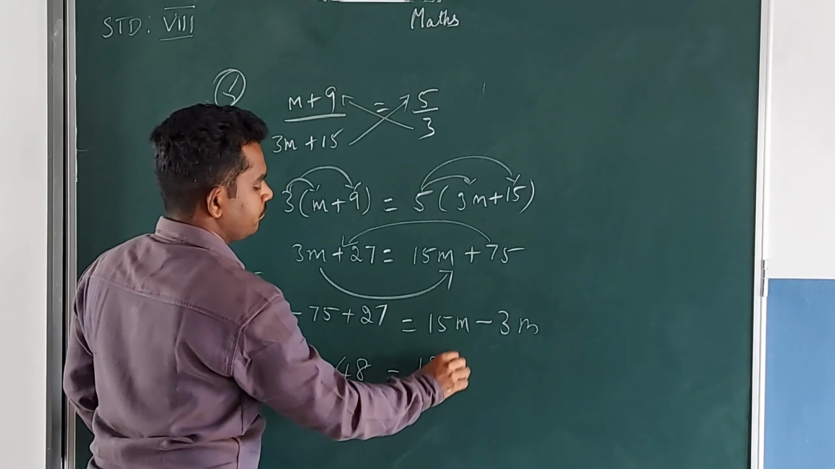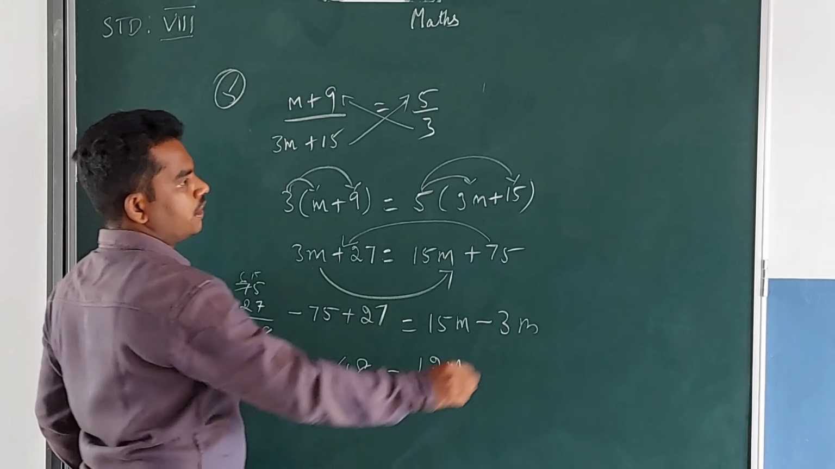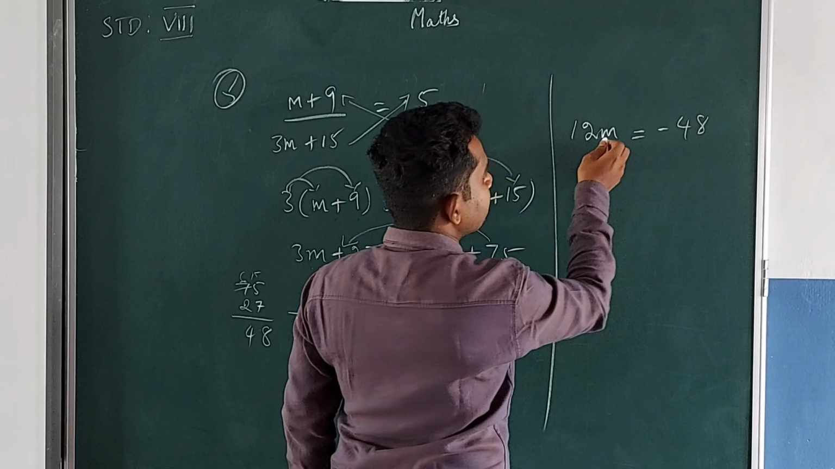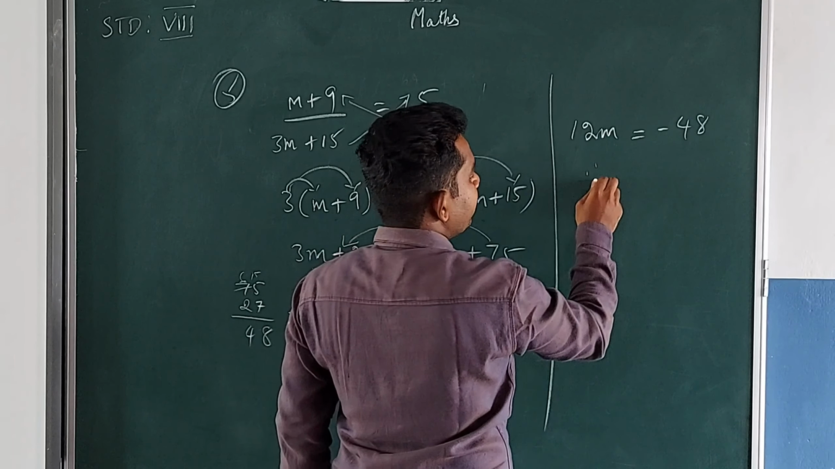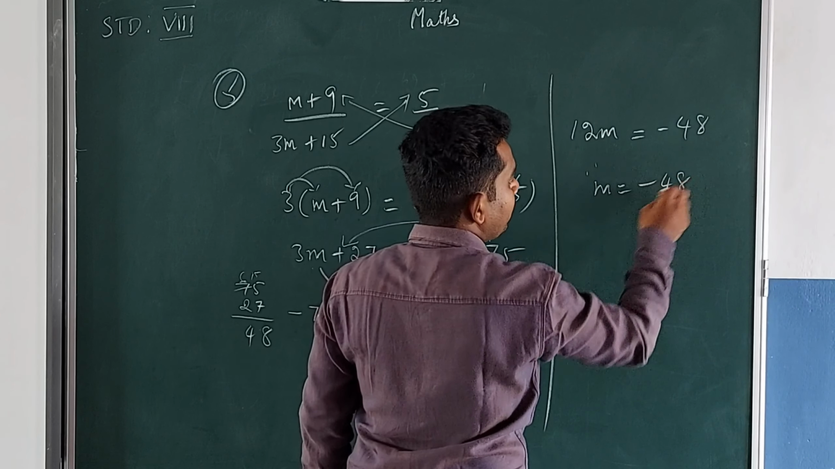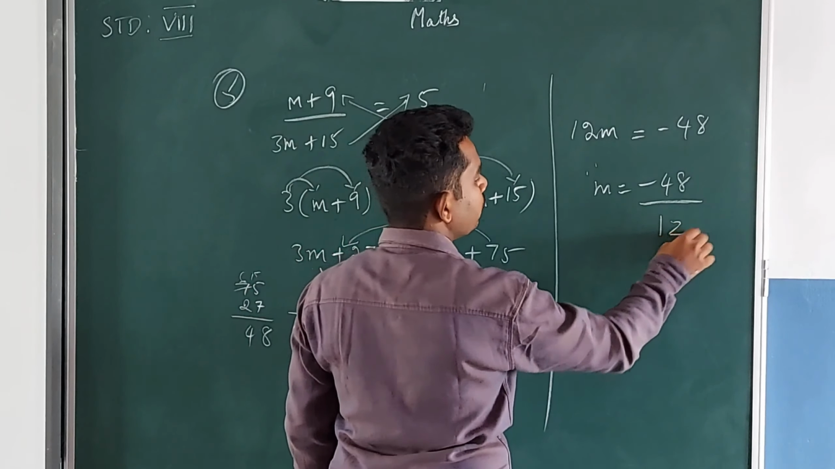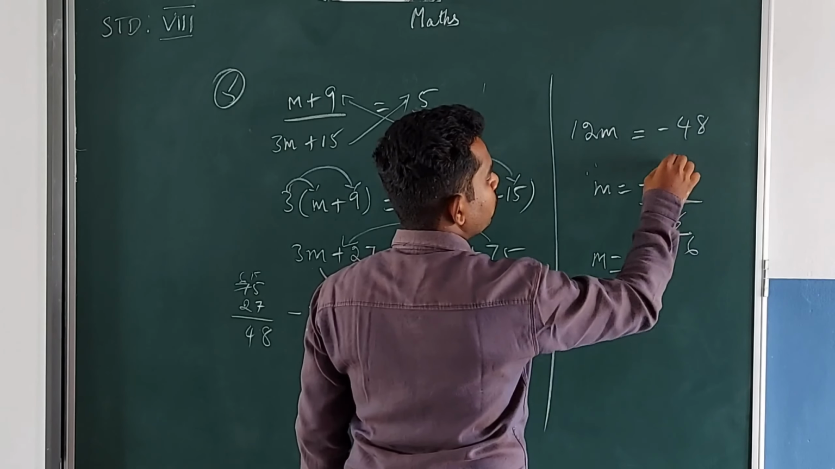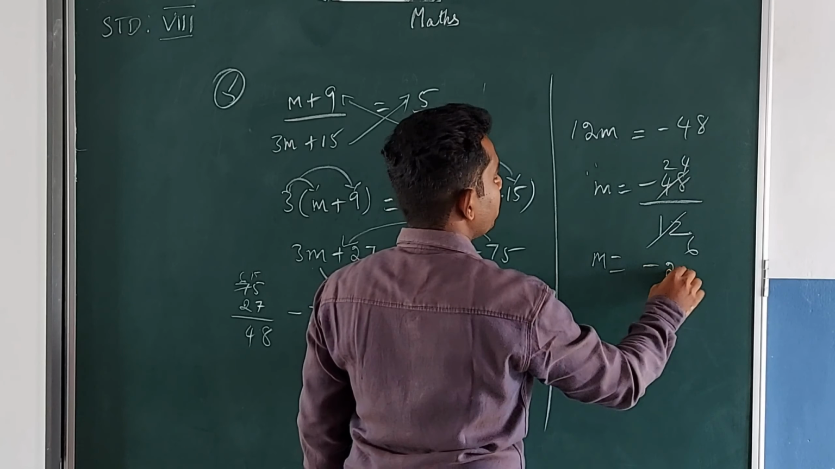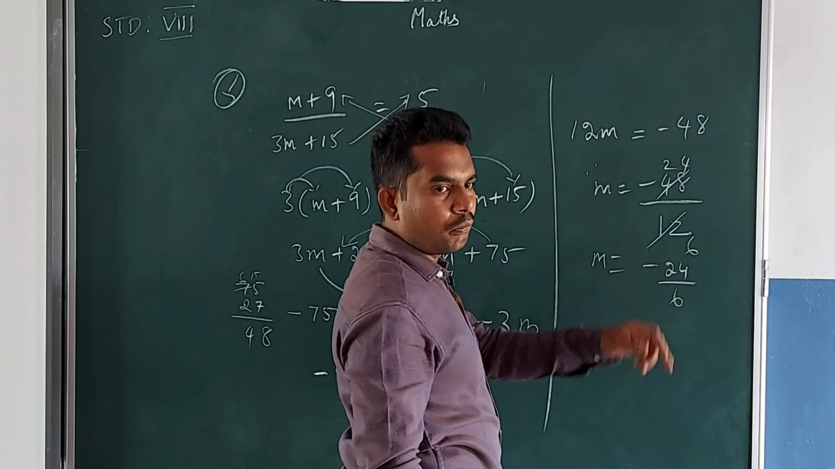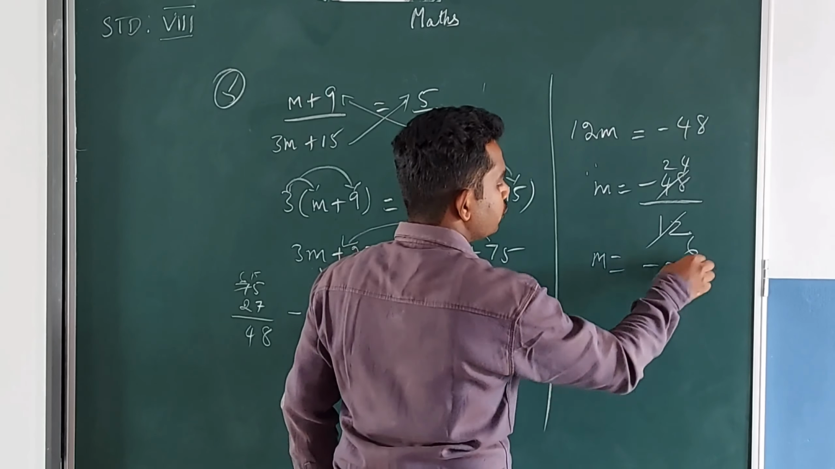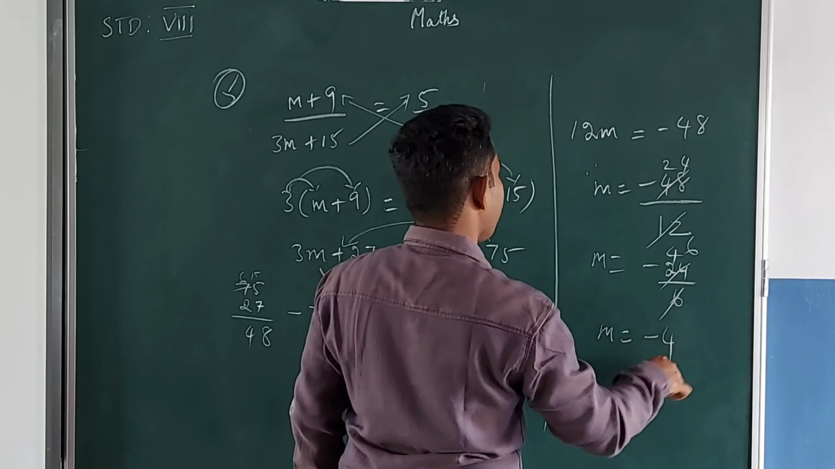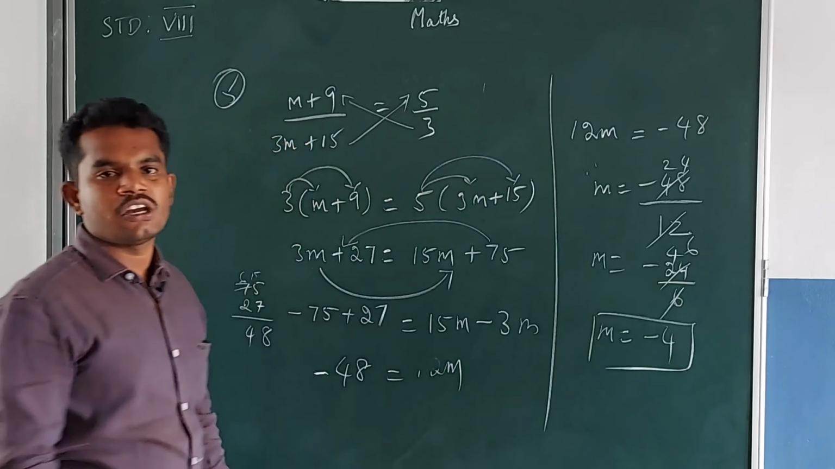12m. So next step, 12m equal to minus 48. Next step, 12 is in the multiplication, m equal to minus 48 divided by 12. So you cancel on 2 table, 6 times 2, 12. So minus 24 by 6? No: minus 4. In 6 table 24 how many times? 4 times. So 6 4s are 24. So the solution is m equal to minus 4.